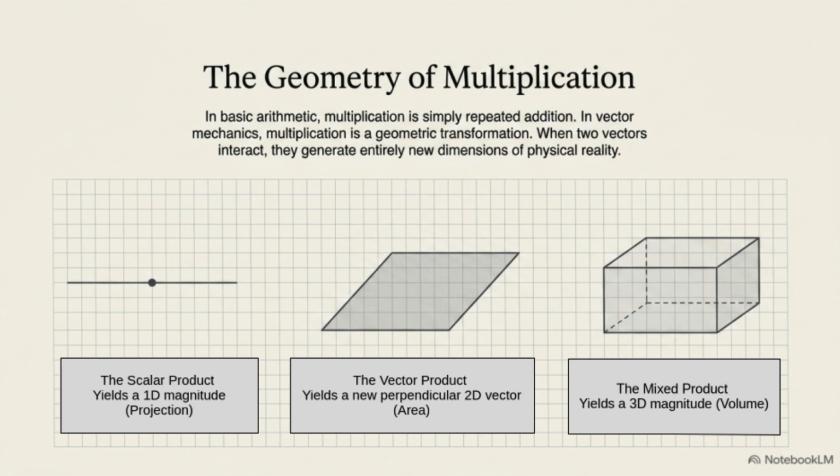Geometry of multiplication. There are 3 kinds of multiplication in vector mathematics. A scalar multiplied by a scalar produces another scalar. A scalar multiplied by a vector produces a vector. For example, mass multiplied by acceleration equals force. A vector multiplied by another vector can produce either the dot product or the cross product.